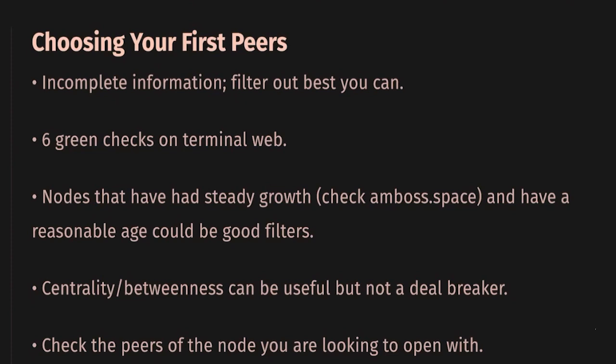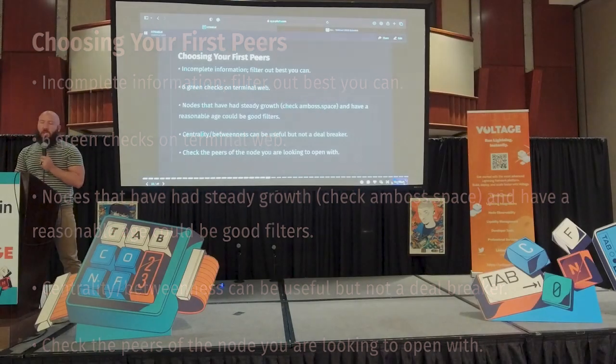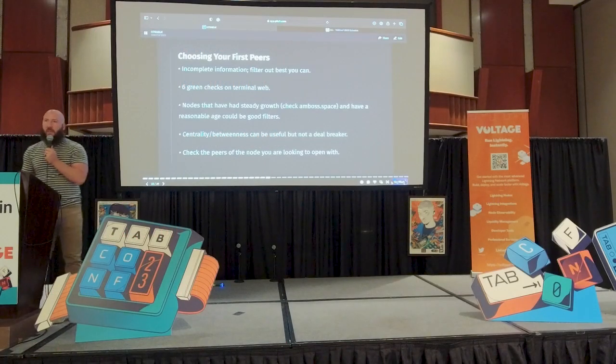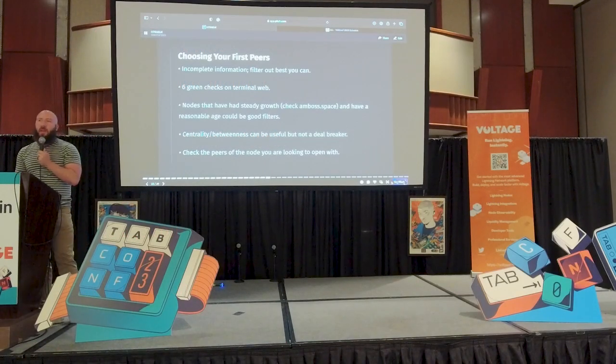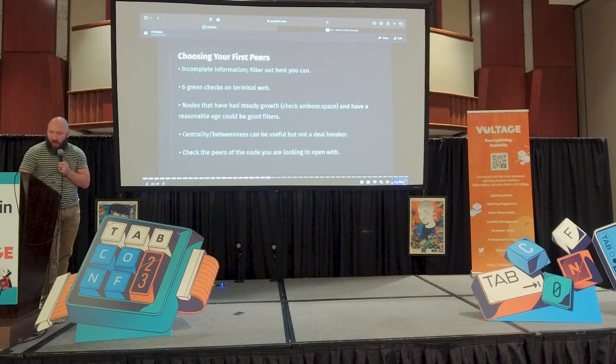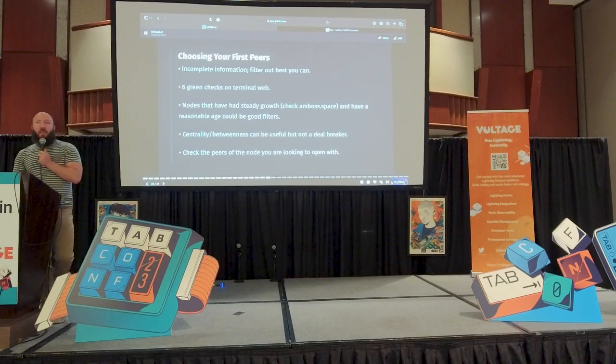A centrality score is like how many friends they have. It's a mathematical function, but it's basically how many routes on the network your node touches. That's not necessarily completely known to the outside network, but it's something that is presented on Terminal Web. You can use it to help filter, but it's not really a deal breaker. And then you can also check the peers of the node that you're looking to open up a channel with.